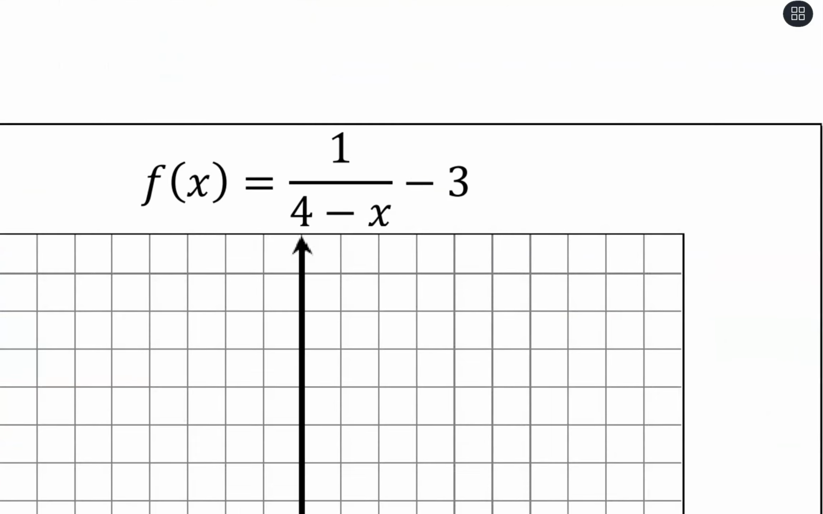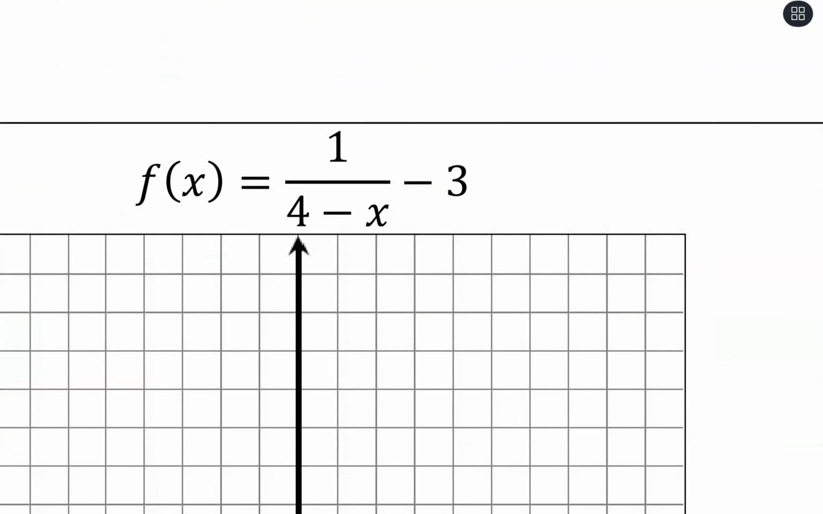Okay, one more example here. I'm going to rewrite this a little bit. How about writing this as 1 over negative, I'm going to factor out the negative. So it would be a negative x plus 4. I'm going to write as negative, positive x minus 4. That should get us to see all the transformations that we need to make.